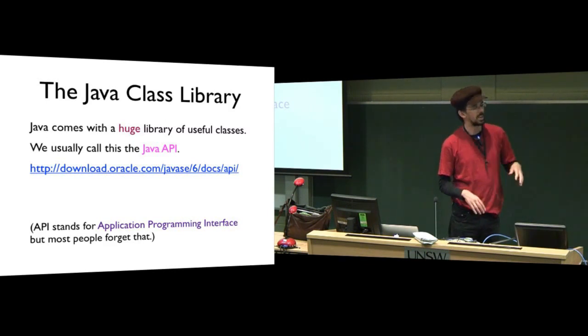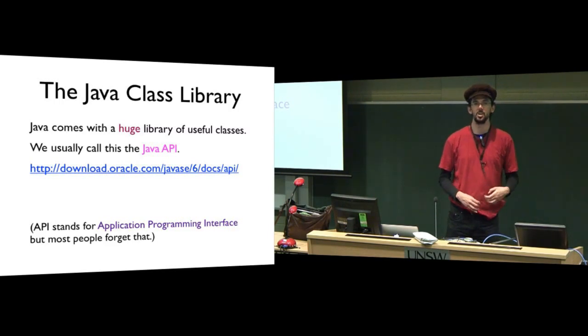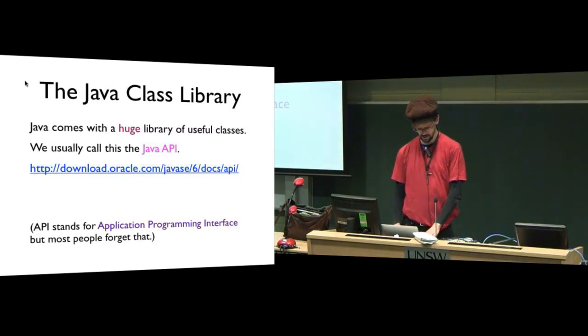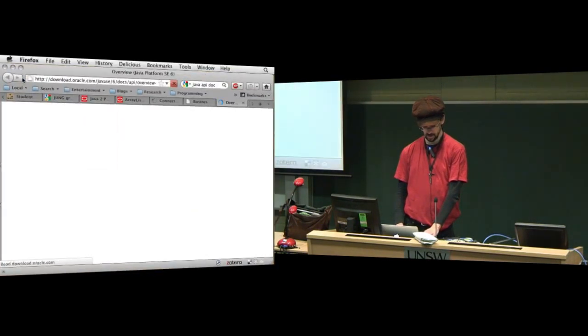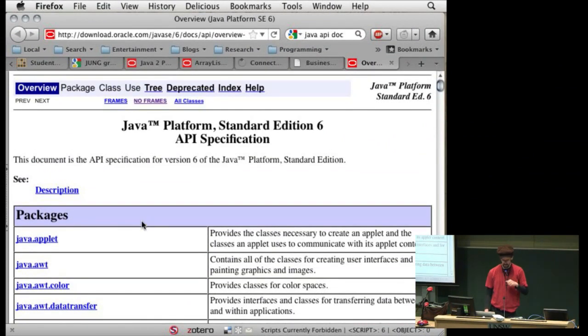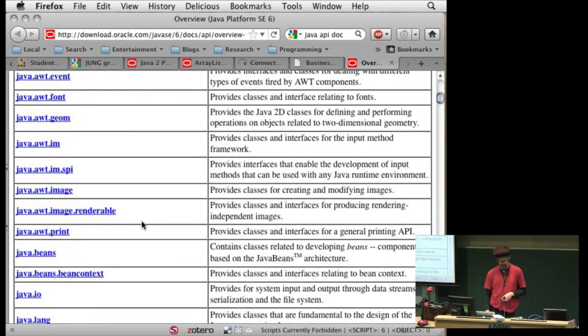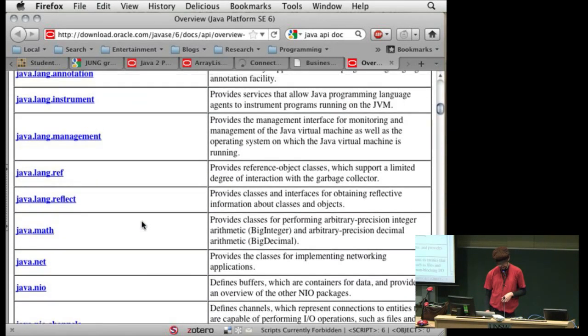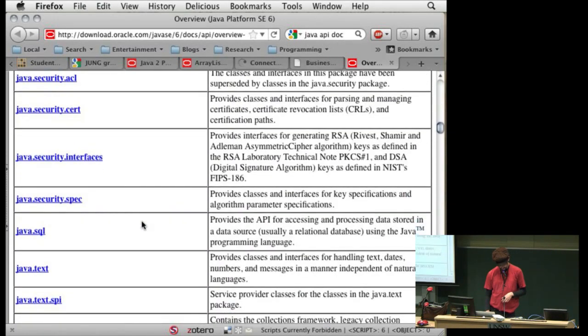So an API is just the general idea of an enormous library of classes that you'll be using for your programming. And the Java one is particularly huge. And we can have a look at it. If you go to this web page, let's see if this works. Woohoo, it works. This takes us to the API specification. If you look through here, this is an overview of all the different categories. In one of these categories, and there's an enormous number of them, we'll find the Java.